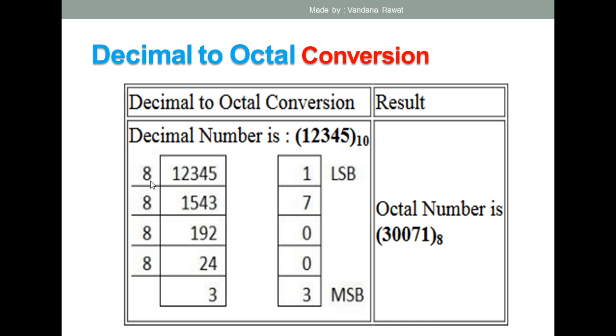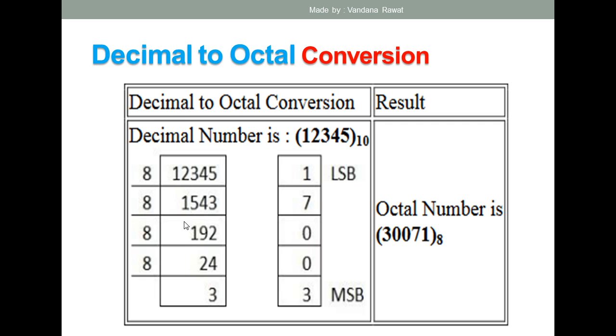Then again you divide this 1543 by 8. So 8 ones are 8. Then after that, what do you get? 9, 10, 11, 12, 13, 14, 15. That means it will be 74. So 8 nines are 72. That means it will be 23. Then 8 twos are 16. That means what will be the remainder here? It will be 7. So you will write it in front of this number.